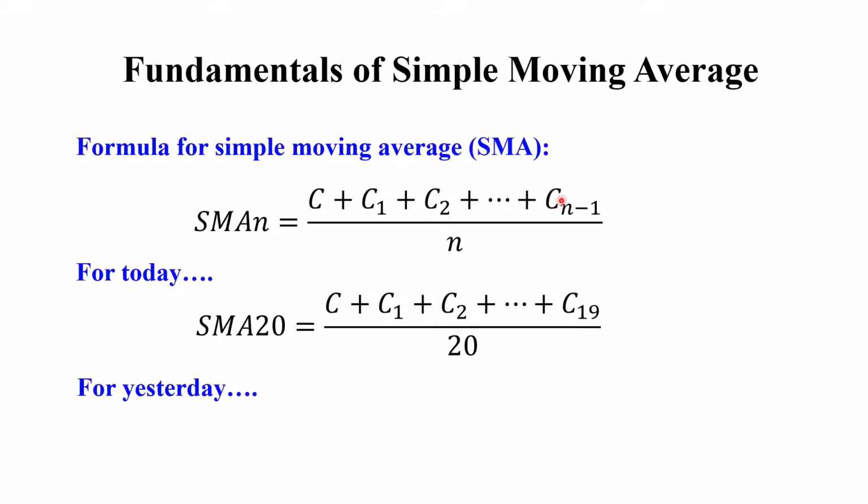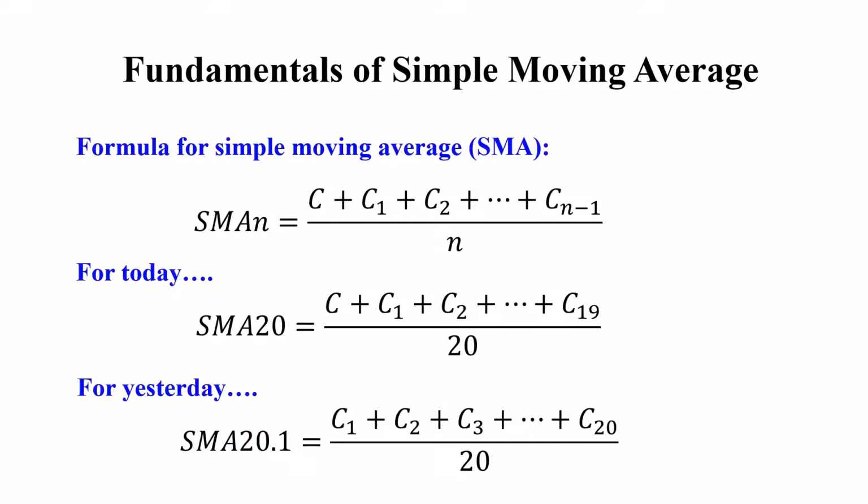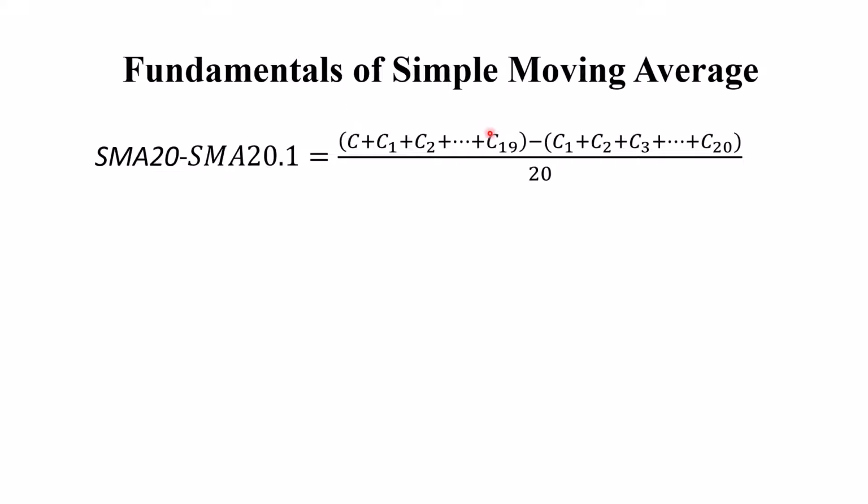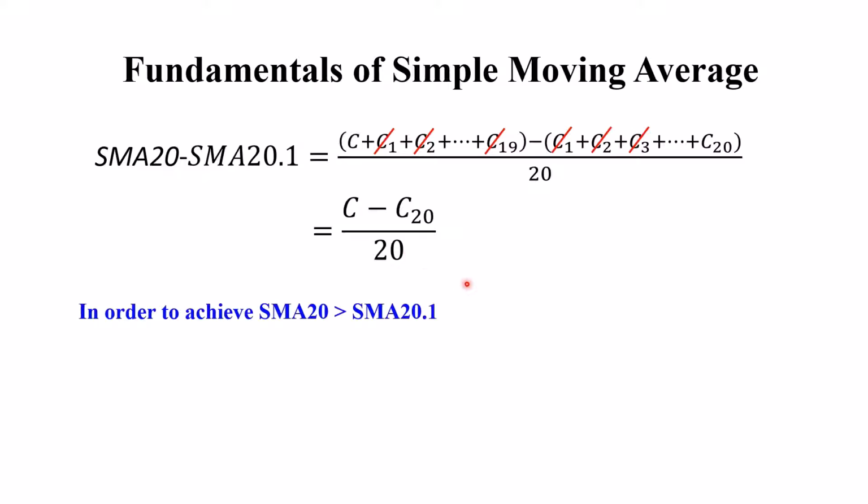And yesterday's 20 days moving average is given by the following equation. If we subtract SMA 20.1 from SMA 20, we have the following equation, because most of the terms are the same and they are crossed out from the equation. SMA 20 minus SMA 20.1 equals C minus C20 divided by 20. In order to achieve SMA 20 greater than SMA 20.1, it is only required to meet C greater than C20.